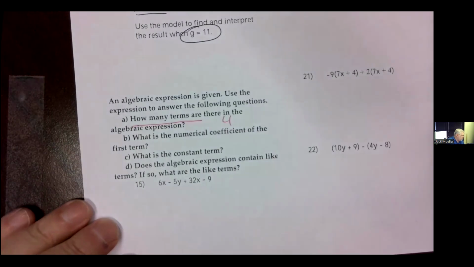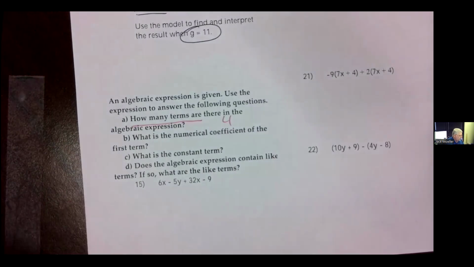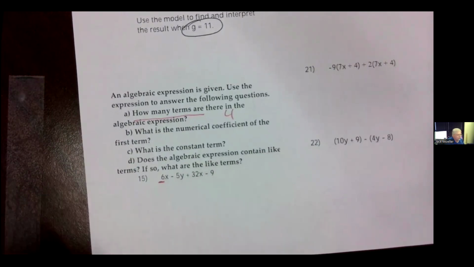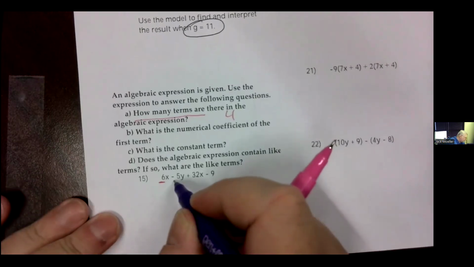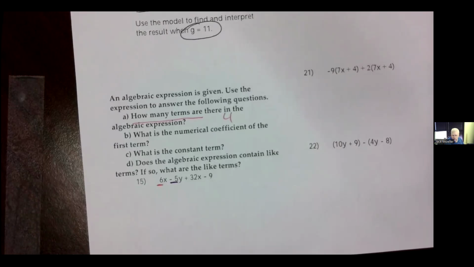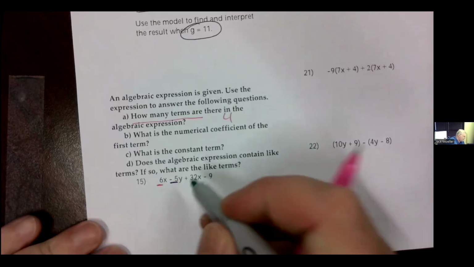What is the numerical coefficient on the first term? The numerical coefficient is that number that's multiplied times your variable. And one thing to watch out for is if there's that positive or negative, it is part of the coefficient. So the coefficient on the first term is a positive 6. The coefficient on the second term is negative 5. The coefficient on the third term is a positive 32.